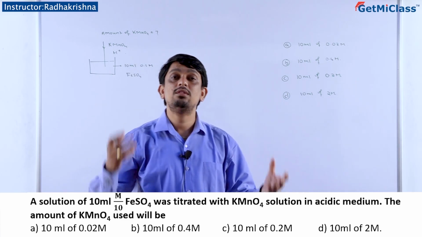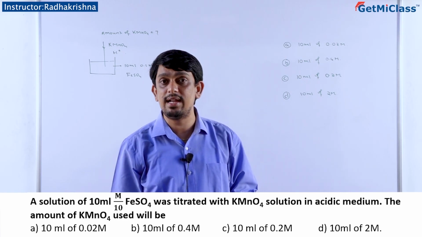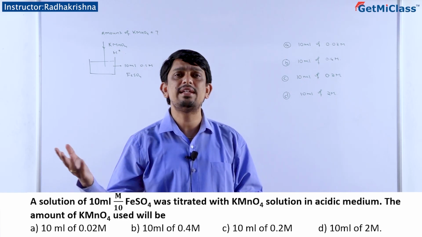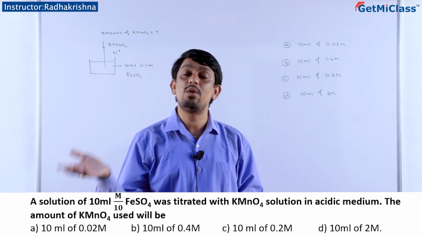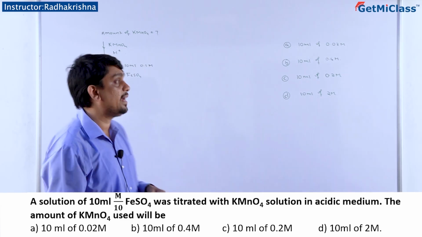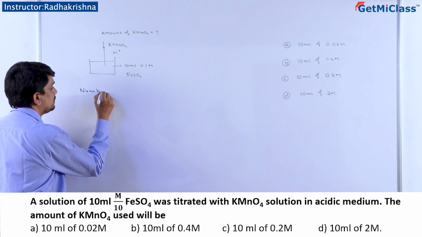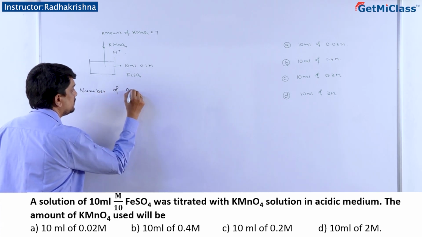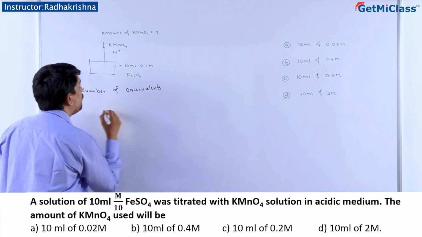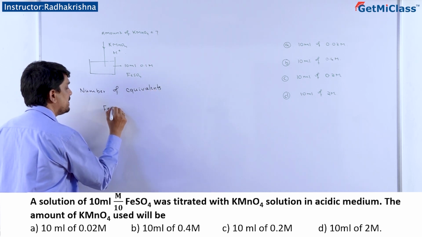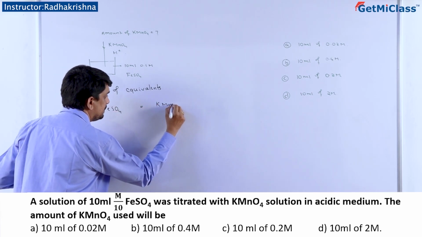We know whenever two substances react, their number of equivalents must be equal, like 3 equivalents react with 3 equivalents, 2 equivalents react with 2 equivalents. Let me write: the number of equivalents of ferrous sulfate and KMnO4 are equal.